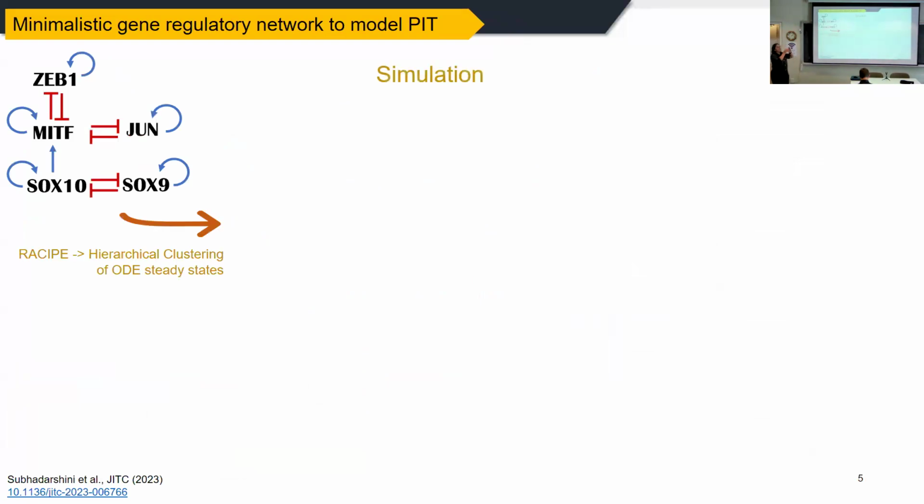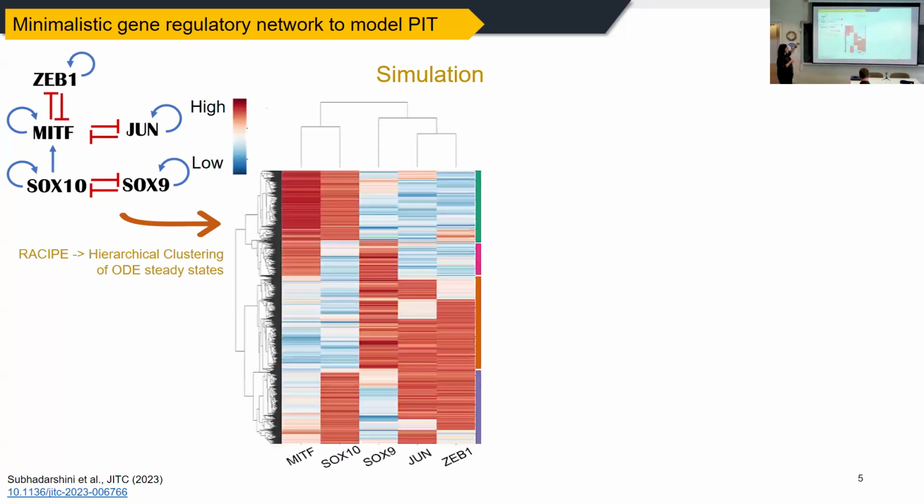Once you obtain the ensemble of steady-state expression patterns, it is basically a possible phenotypic space, all the phenotypes that can be enabled by this gene regulatory network. Now, I can represent all of my steady states, or as I like to call it, each row can be construed as a virtual cell. So in a heat map, you can see that some of the genes are co-expressed together, some are not. If you do a hierarchical clustering on the heat map, you can see that MITF and SOX10 are co-expressed together, and SOX9, JUN, and ZEB1 are co-expressed together.